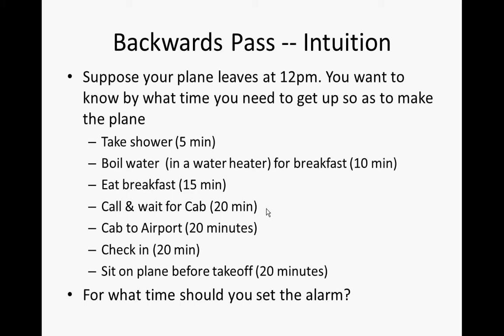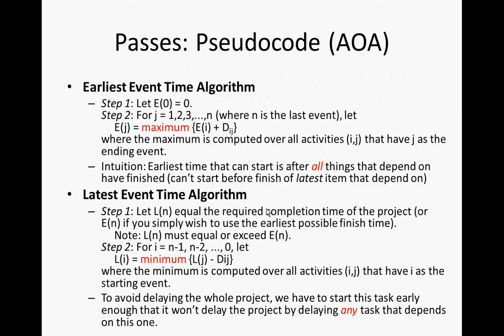So let's go through this. The question is, for what time you have to set the alarm? It's 10:15, but with that update, I have to check. So here's the algorithm. In the earliest event algorithm, you're going to be taking the maximum of the early starts of the predecessors, and in the backwards algorithm, you're going to be taking the minimum of the late starts of the successors.